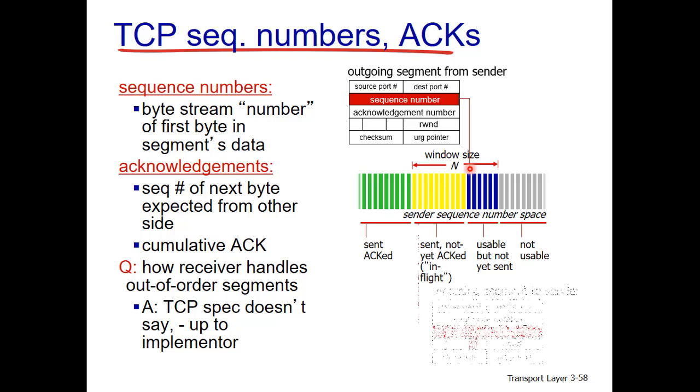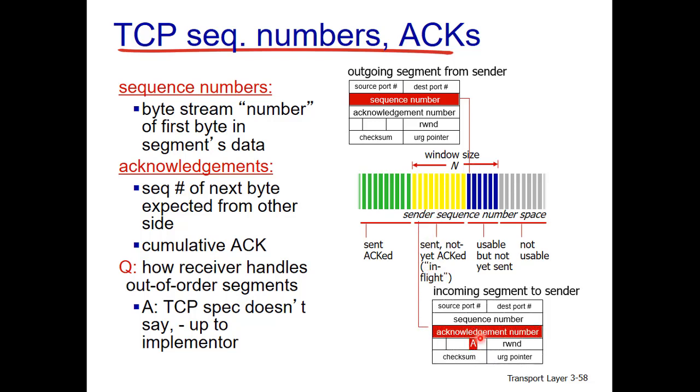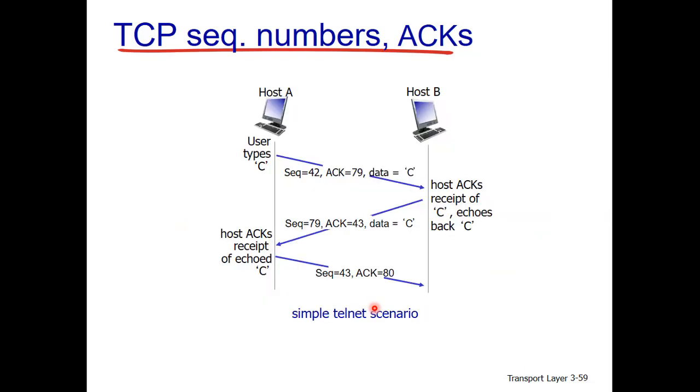If the receiver is acknowledging, it acknowledges with an acknowledgement number. Let's say it is this one, so it is sending the acknowledgement number of this byte. We will look into those things in more detail in upcoming slides. How the receiver handles out of order data, TCP does not specify. It's up to the implementer, but it will tell you how you can reorder them to make ordered data.